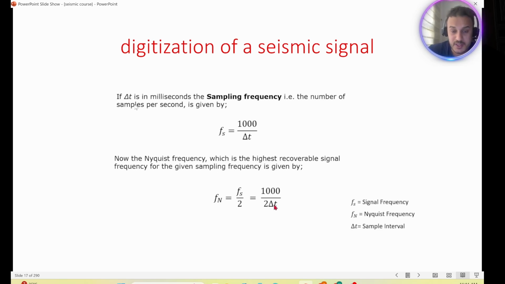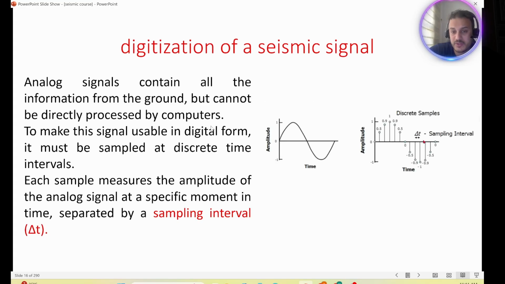So if the DT, the sampling interval in milliseconds, then the sampling frequency is given by 1000 divided by the DT. If the DT is very wide, then the sampling frequency will be very low, which means we will not cover all the points. But if the DT is very close, the sampling frequency will be very high, which means we will cover all the points, taking very close points, like 1 point, 2 points.